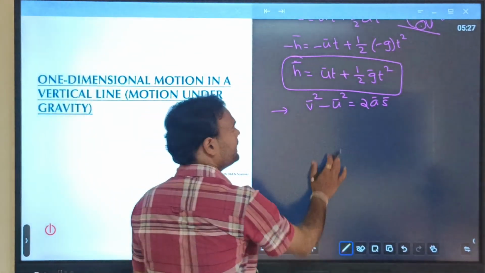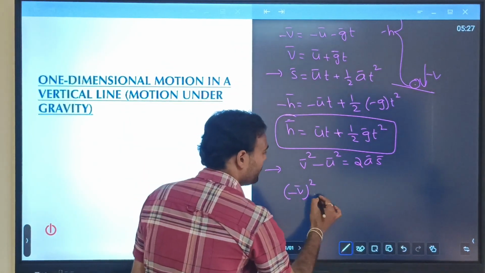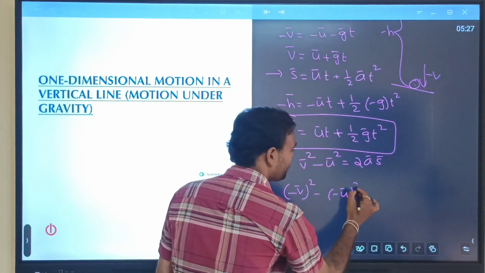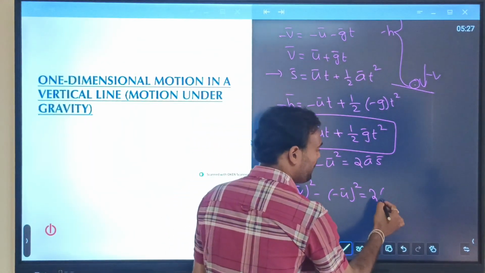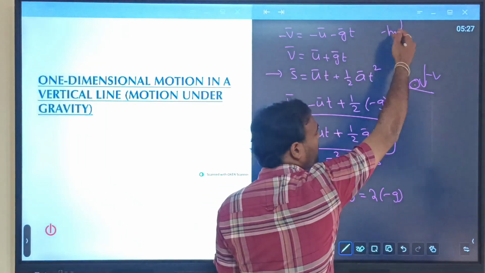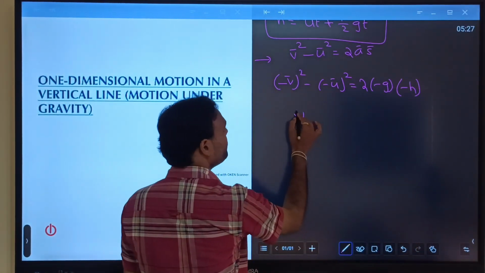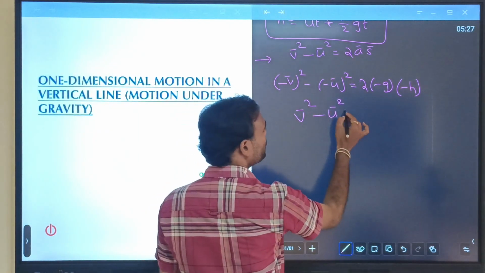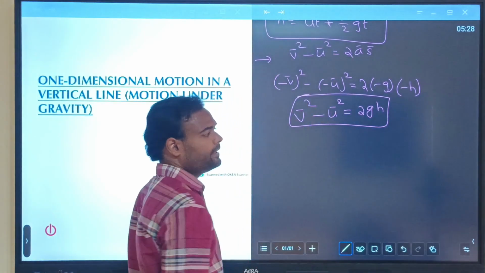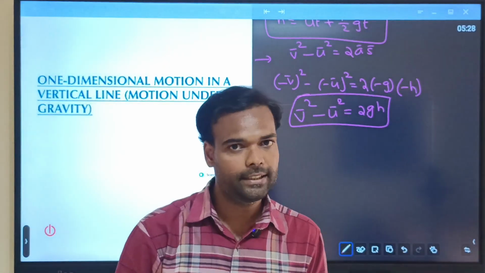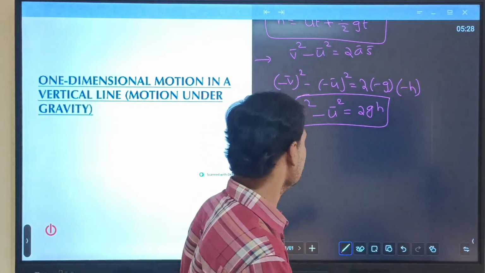And here, in the final position, its velocity becomes minus v, square minus u, because initially it is moving in the downward direction, so we consider it negative, 2 times minus g, and displacement is also in the downward direction, so minus h. So the formula turns out to be v square minus u square equals 2gh. This is the third case, right? And we have seen three different cases.